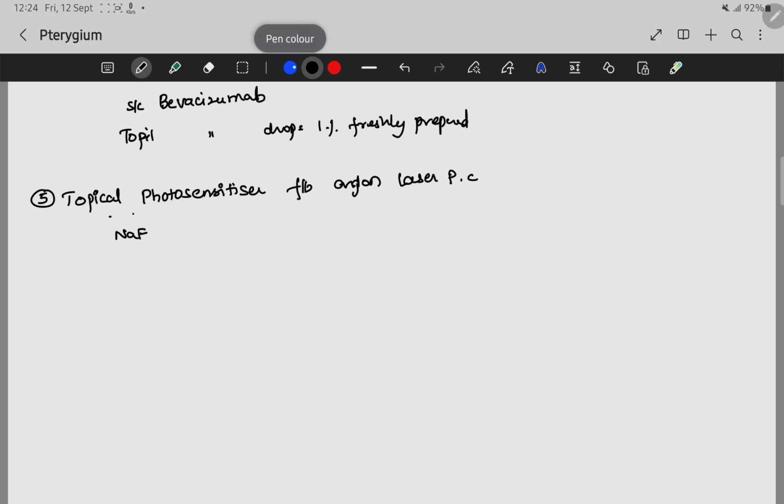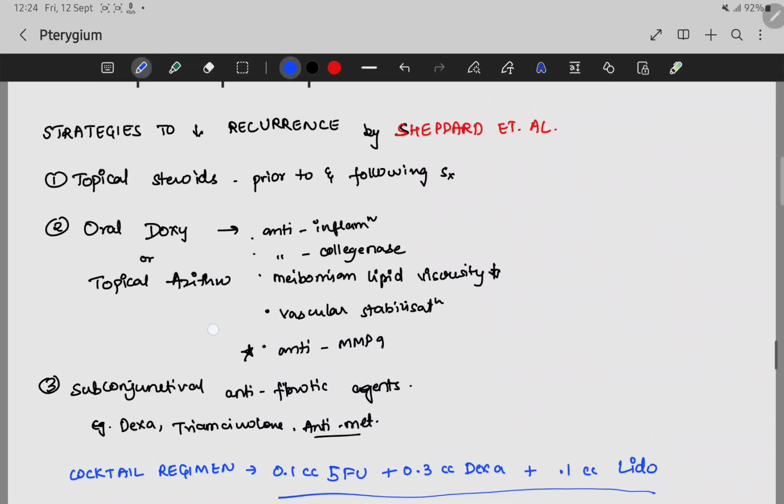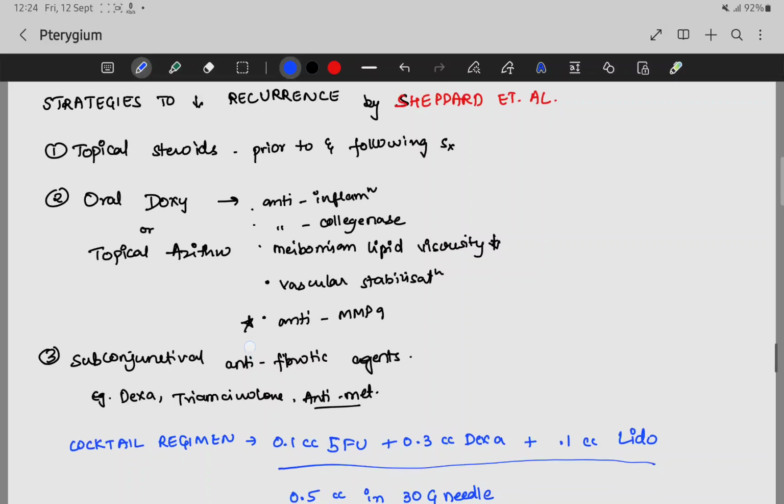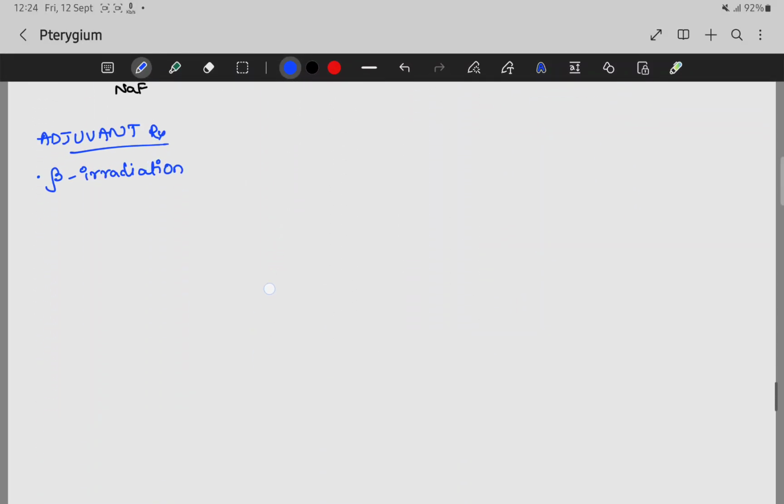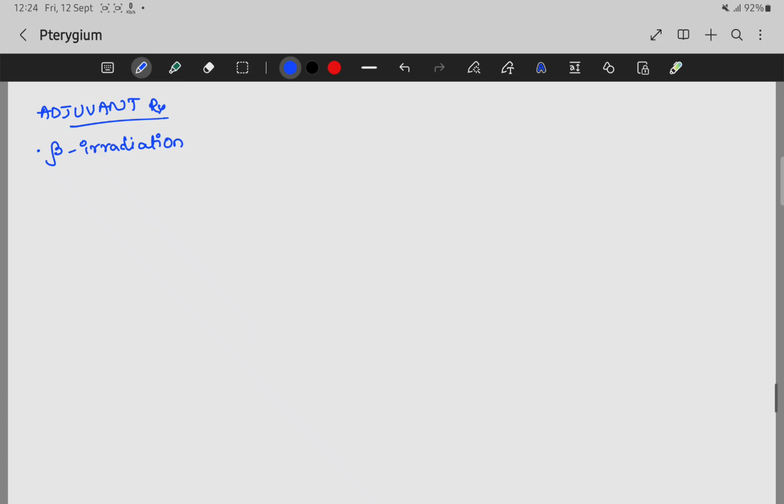Coming to the adjuvant treatment, we can use beta irradiation. So these 5 were the strategies of reducing recurrence by Shepherd et al. Now we are discussing the adjuvant treatment. In this we have beta irradiation of bare sclera.